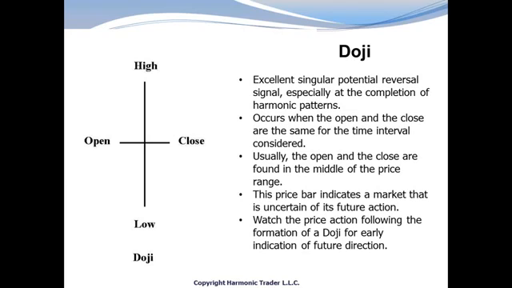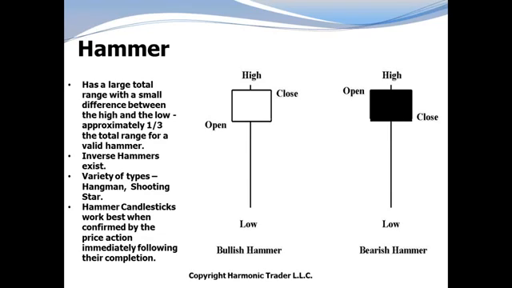The doji is an excellent singular potential reversal signal, especially at the completion of harmonic patterns. This occurs when the open and the close are the same for the exact time interval considered. Usually, the open and the close are found in the middle of the range. This price bar indicates a market that is uncertain of its future action. The essential key here is to watch the price action following the formation of the doji for early indication of future direction.